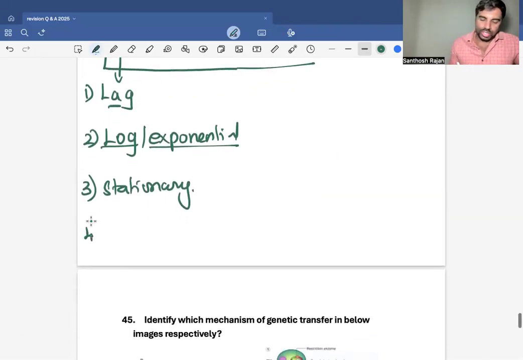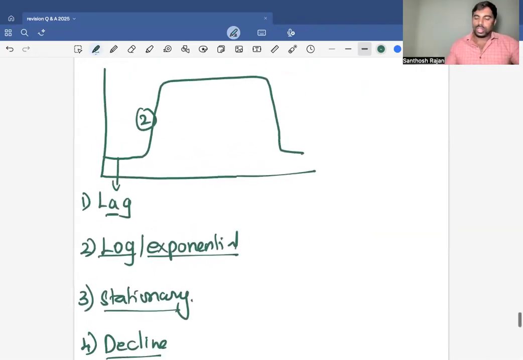And then the last one is your decline phase. Decline phase. Okay, stationary and decline phase. Now, this is your third phase and this is your fourth phase, decline phase. This is your first phase, lag.